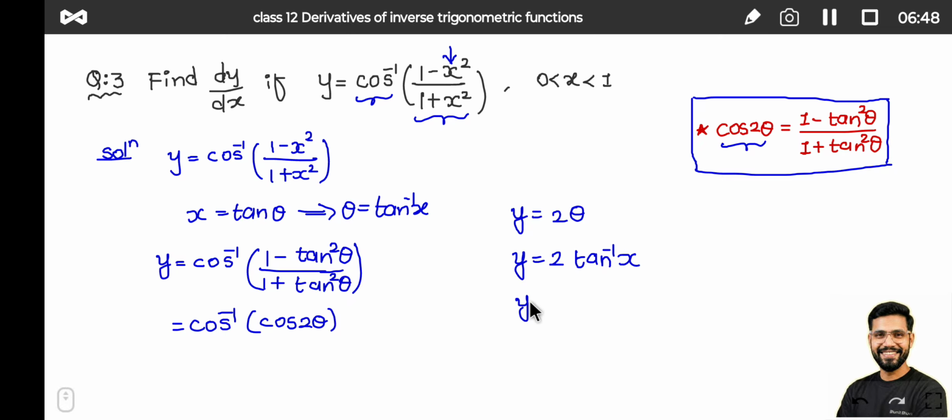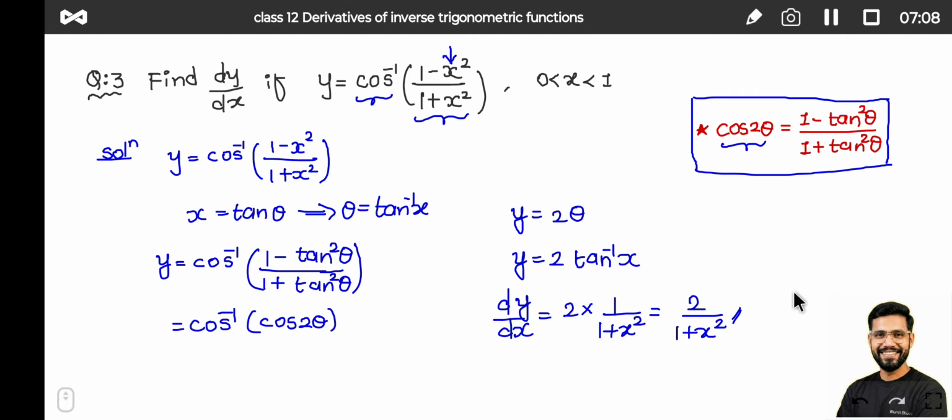So y is equal to 2 tan inverse of x. Okay, we have to take the derivative on both sides with respect to x. So derivative of y, which is dy by dx, is equal to 2, which is constant, and derivative of tan inverse of x, which is 1 upon 1 plus x square. So the answer will be 2 upon 1 plus x square.